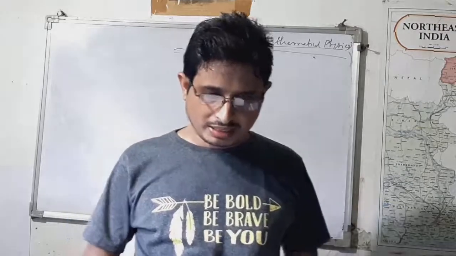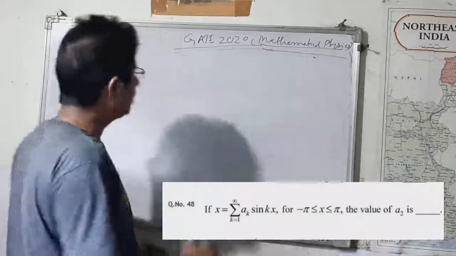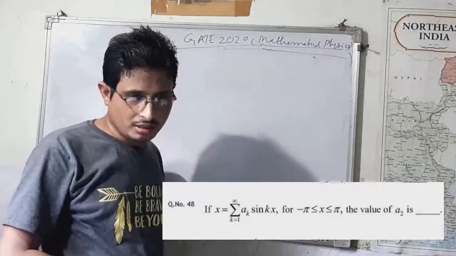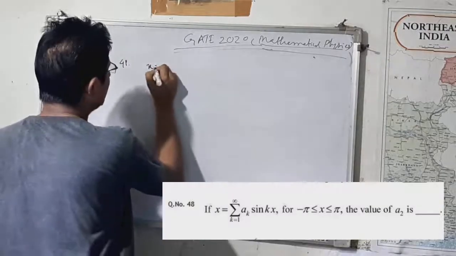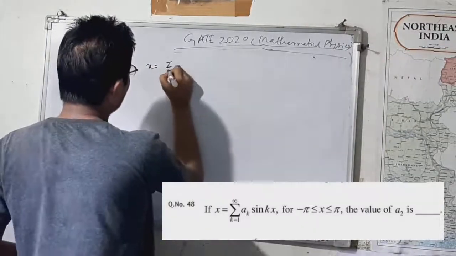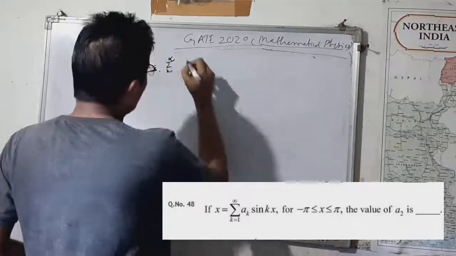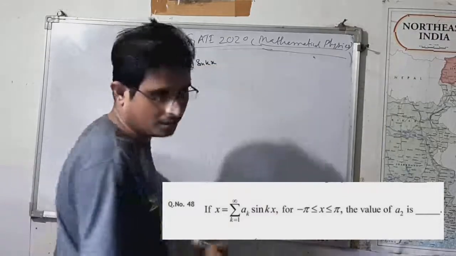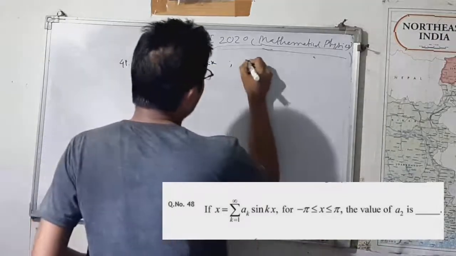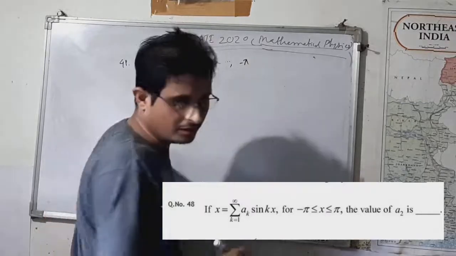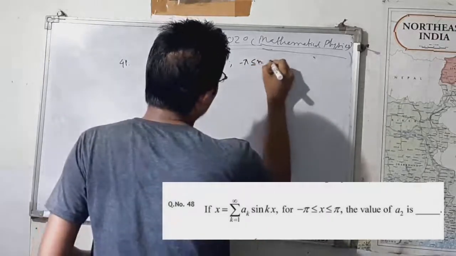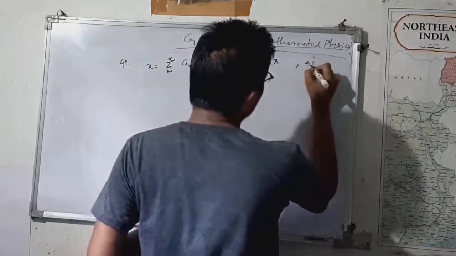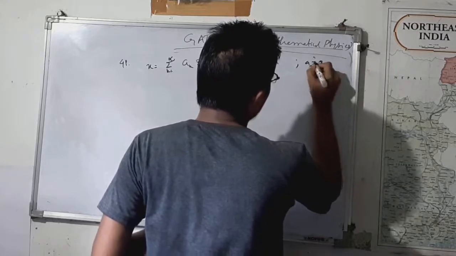Okay. Question number 48 is on your screen. Pause the video and read it. It says that if x is equal to the summation of k equal to 1 to infinity of ak sin of kx, here the condition is x lies between minus pi to plus pi. So you have to find the value of a2.